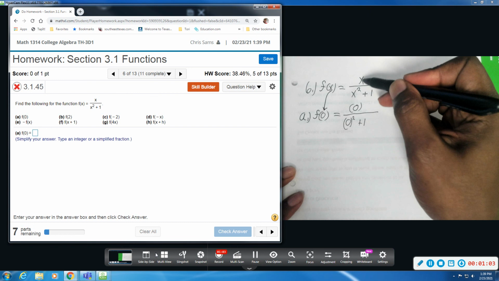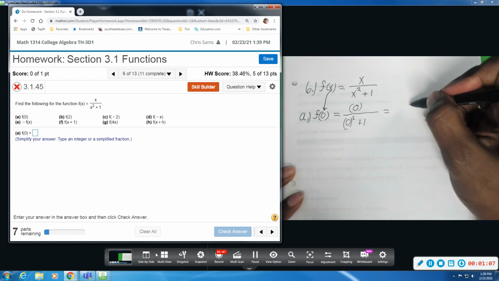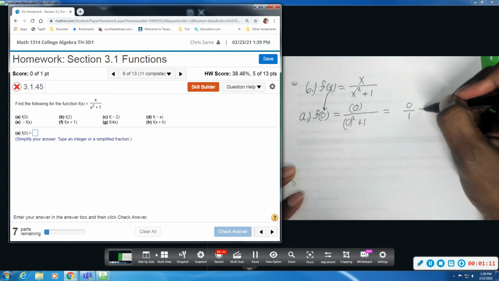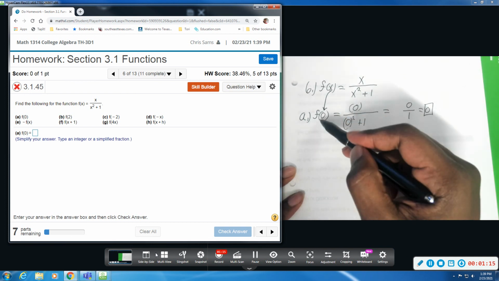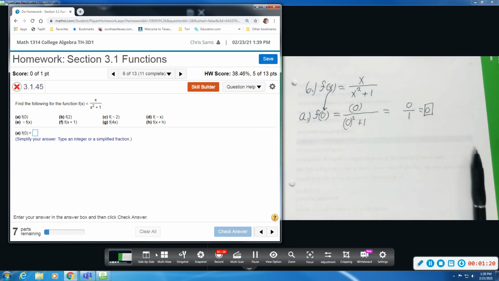So I just put zeros where the x's were, and when we simplify this, we have 0 on the top, 0 plus 1 on the bottom is 1. Overall, we get 0. So they give us an x value of 0. We ended up with the y value of 0. That's what that means. What is the y value when x is 0?